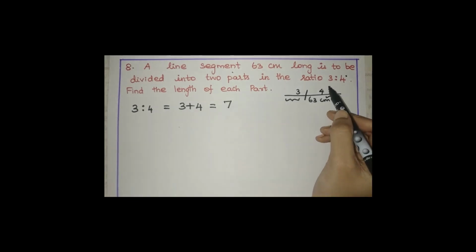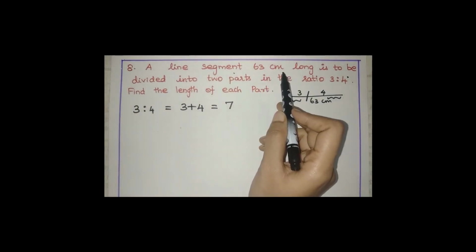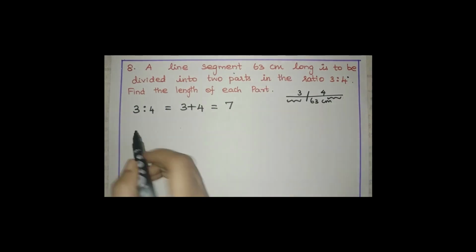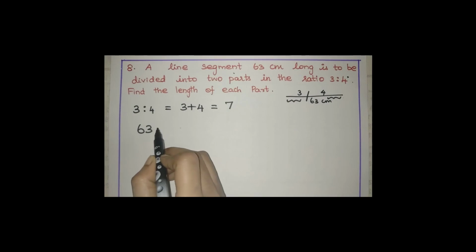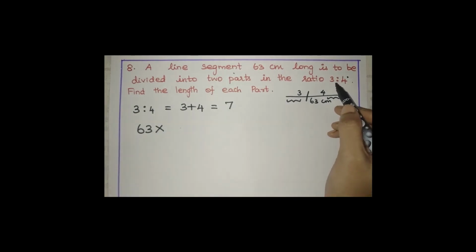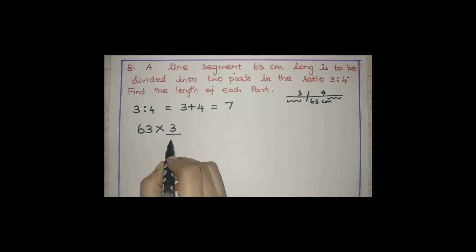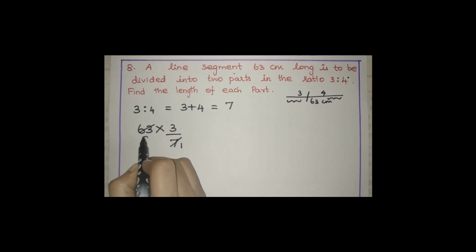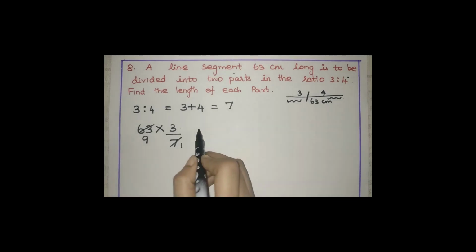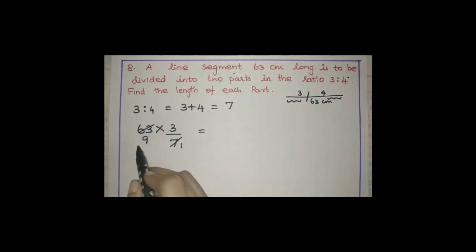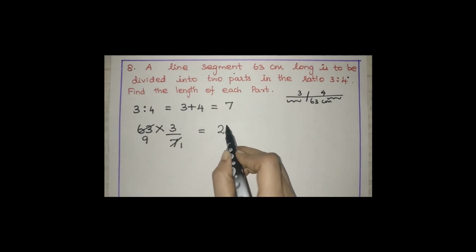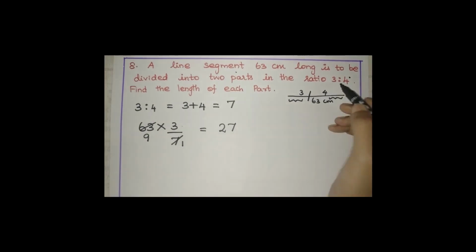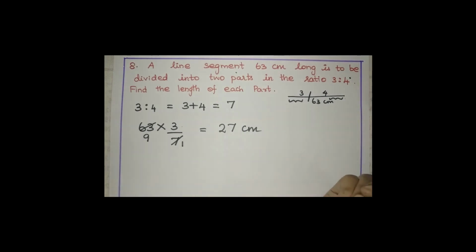Now I am going to find the 3 part. What is the length of the line segment? 63 centimeter. So write 63. And then what is the first part? 3. So 3 out of 7. Total part is 7. So cancel 1 7s are 7. 9 7s are 63. Very good. So remaining 9 into 3. 9 3s are 27. Yes. So first part is 27 centimeter long.